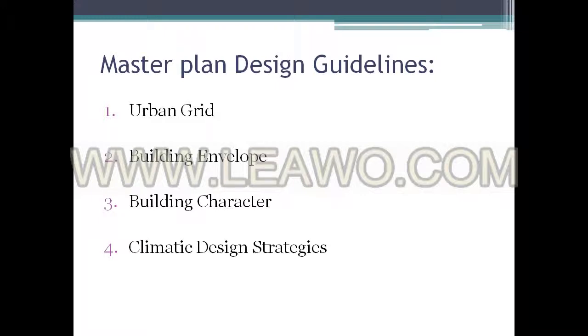So if an architect wants to design a building or project in South Tahrir, if he follows these four guidelines, urban, envelope, character and climatic design strategies, he will come up with an architecture that respects the people of this context, respects the villagers, their needs, addresses their problems, their positive traditions, their negative traditions, everything. It will be specifically for South Tahrir.